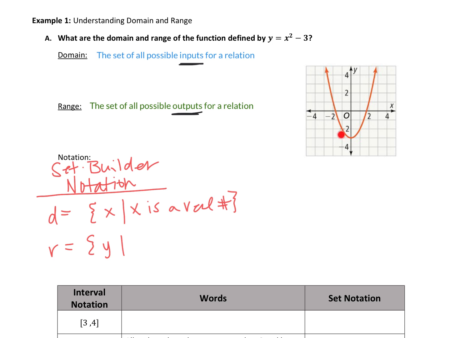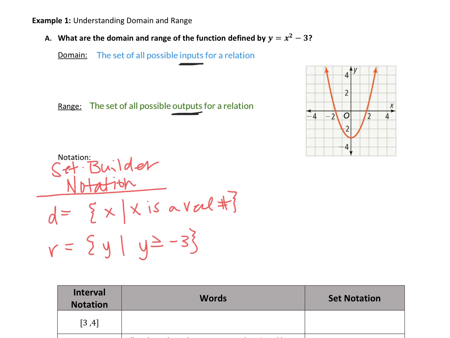If you look at the graph, that kind of makes sense. You can see that the y values, ones that go up and down, the lowest that this graph gets is a negative 3. All the y values are greater than or equal to the negative 3. So that's how we're going to write that. We're going to say it's the set of all y's such that the y's are greater than or equal to negative 3. Okay, so that's your set builder notation.